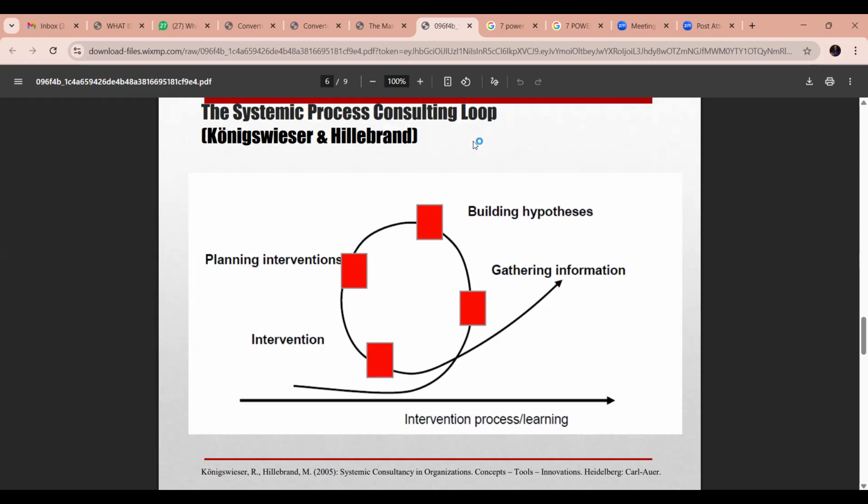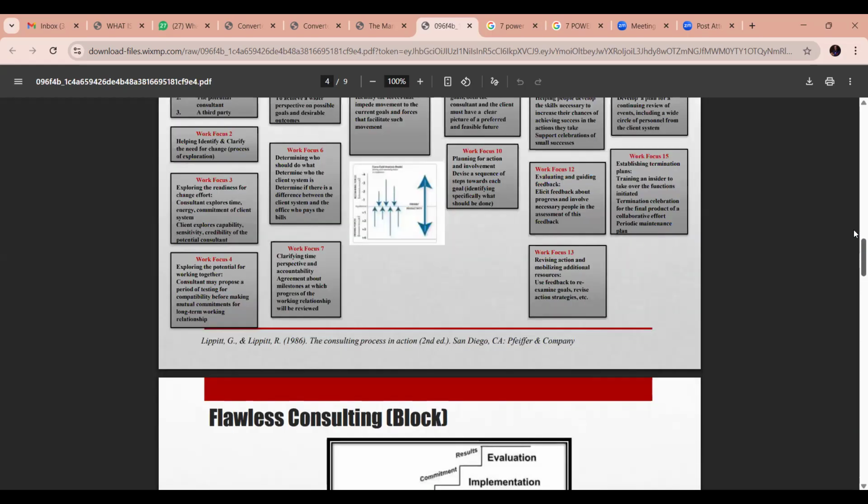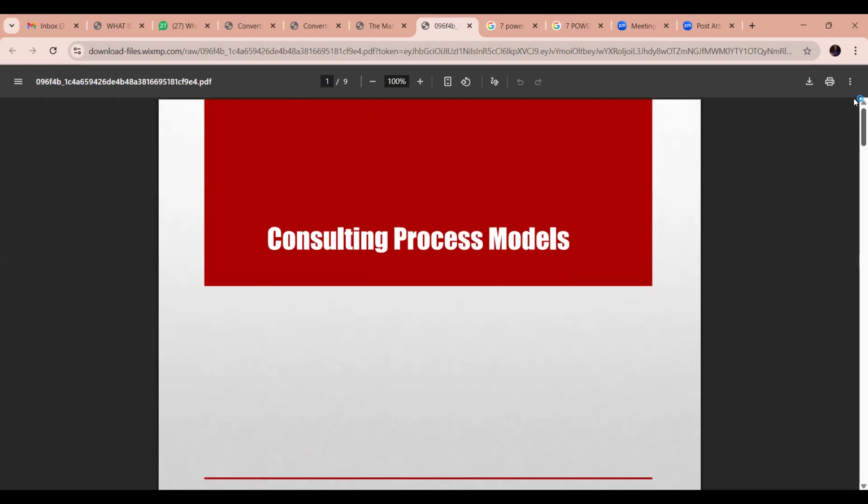This is another 5 steps. Okay? So I'm going to copy this material and send it to us. There are different steps, but all allude to starting the consulting assignments, finding out what the problem is, and coming up with solutions before you implement.